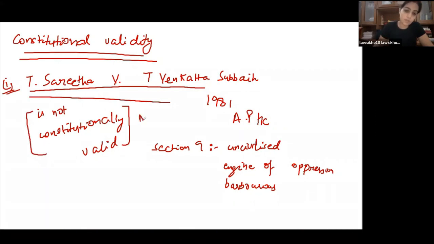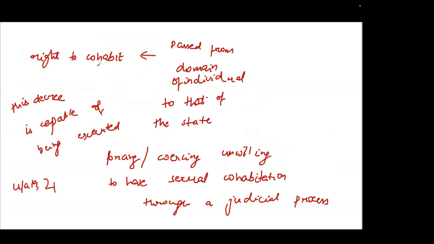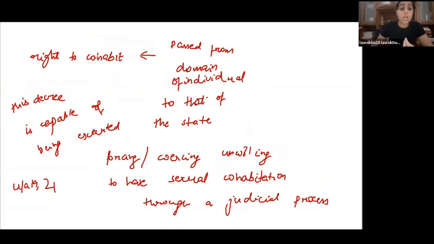And you get a question in prelims on this, that which particular judgment took a stance that this provision is not constitutionally valid. I'm repeating again: the Andhra Pradesh High Court termed this provision as highly uncivilized, an engine of oppression, and barbarous. It stated that the right to cohabit, right to establish. Can you go a bit slow, please? Sure. So Article 19, what does it talk about? Freedom of speech and expression.